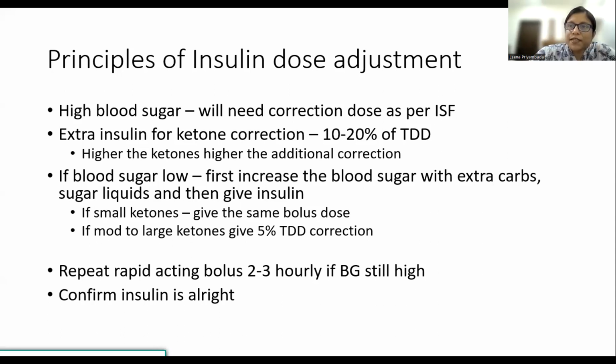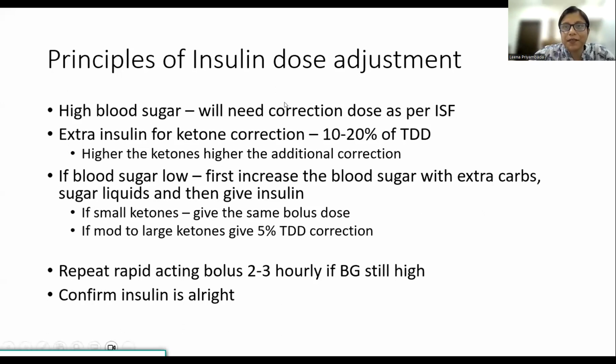So that is the calculation formula, which is 1800 divided by the total daily dose. That is an approximate formula. Supposing I take 36 units a day. Sorry, I took a wrong number. Supposing 1800 divided by my total daily dose.